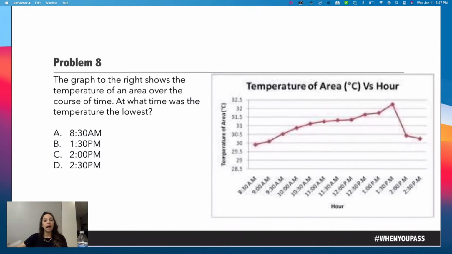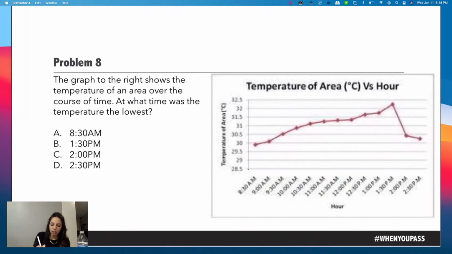So I'm going to stop there and quickly look at my graph. I'm going to take 10 seconds to look at my graph when I'm taking this test, just so that I understand what the graph is saying before I know what the question is saying. So temperature of an area. Here's my temperatures. Here's my time. Almost always your time will sit on your x-axis.